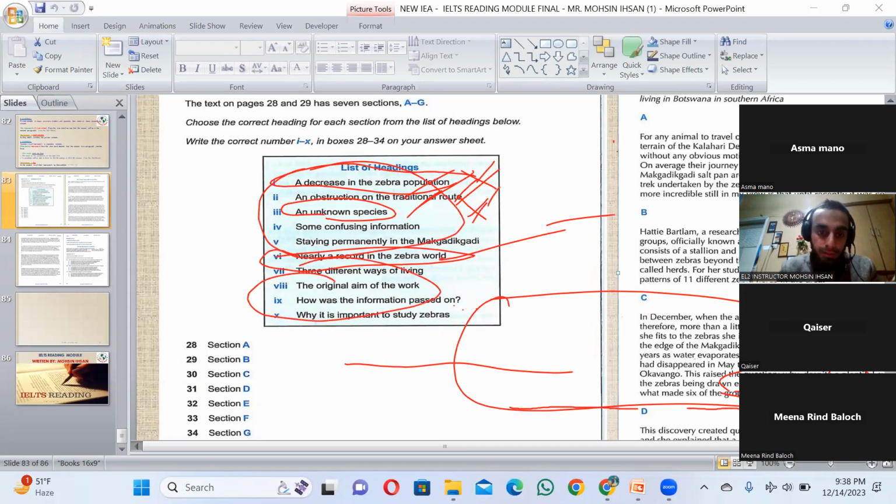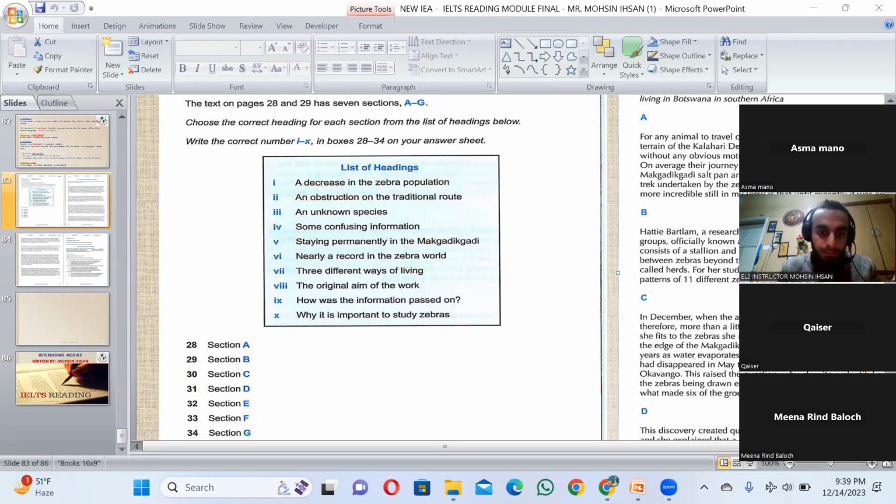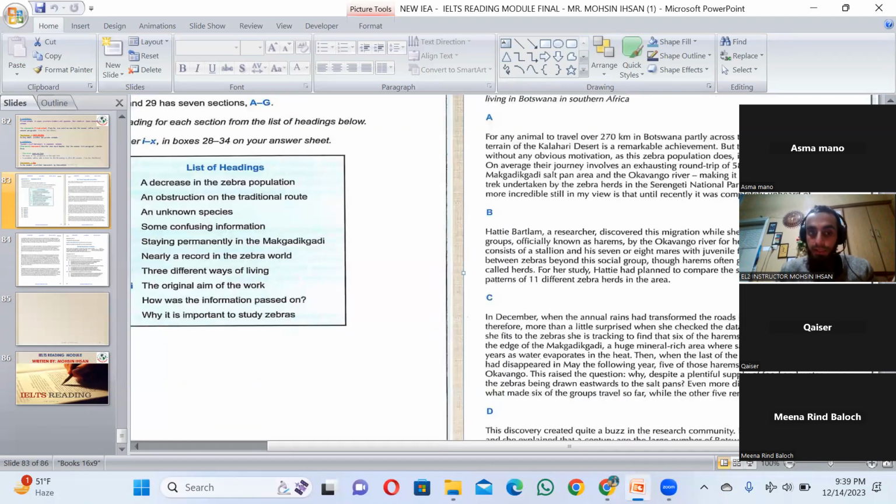Now here, number four, some confusing information. How confusing? Because they have shared it, it is unclear, it is difficult to understand, and those went there, others go there, right? So all the information was troubleshoot, right? Now, that's why you give this title, and this should be right.